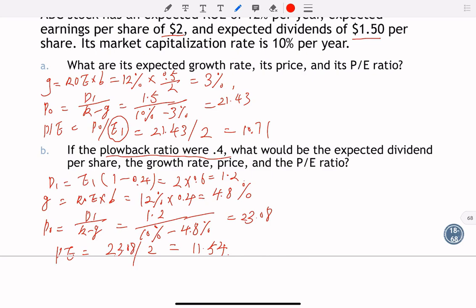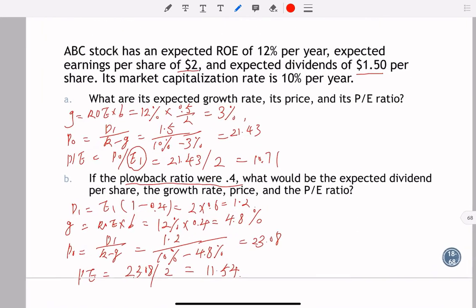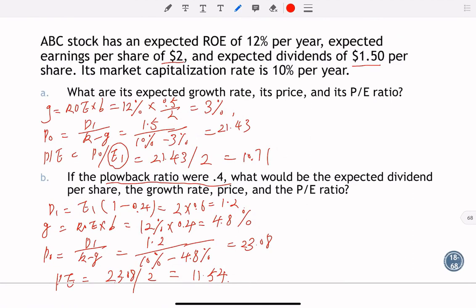Okay. Let's see what other results we could get from this example. If you compare problem A and B, you can see that stock price in B is higher. PE ratio is also higher. So why do you get this result? Well, because you can see that the plowback ratio in problem B is 0.4, and the plowback ratio in problem A is 0.25. So you can see that plowback ratio in problem B is higher.